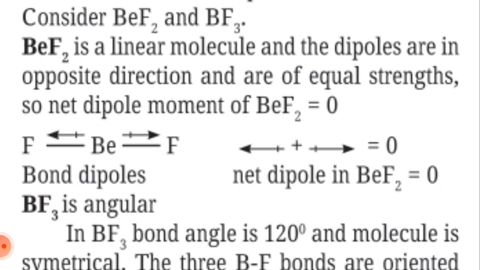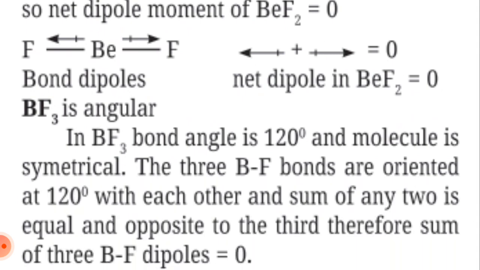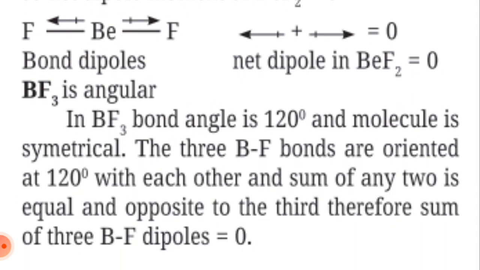Beryllium difluoride is a linear molecule, and the dipoles are in opposite directions and are of equal strength. So the net dipole moment of beryllium difluoride is equal to 0. Beryllium difluoride bond dipoles. Net dipole of beryllium difluoride is equal to 0.